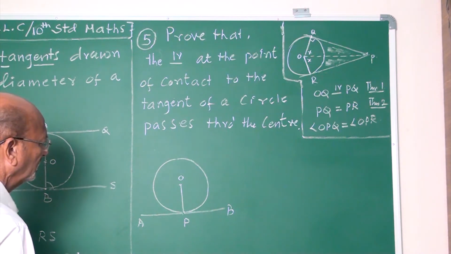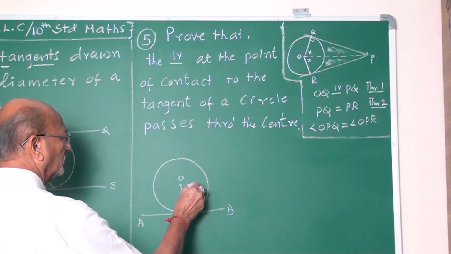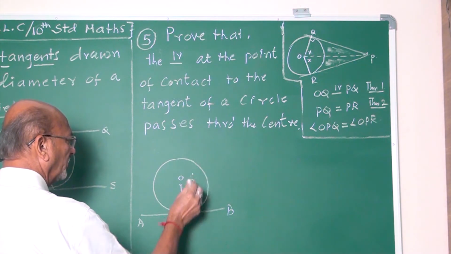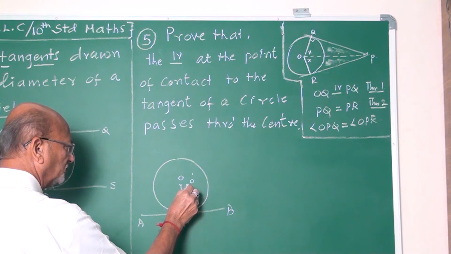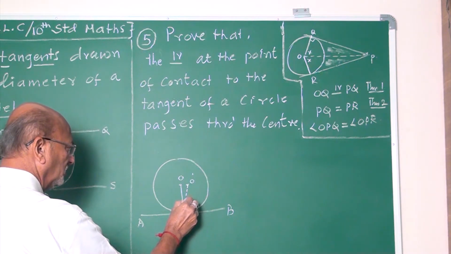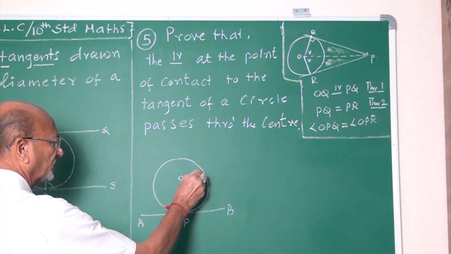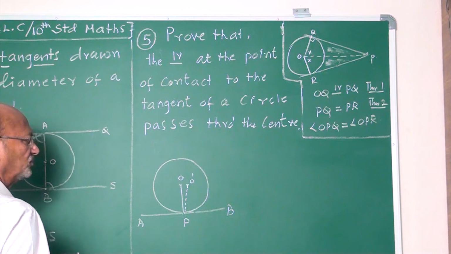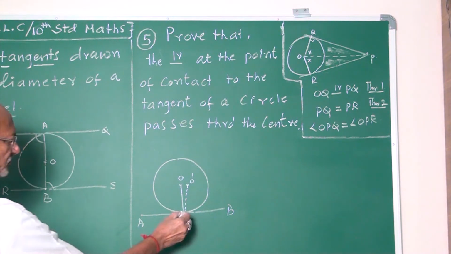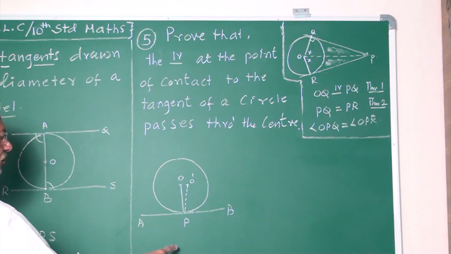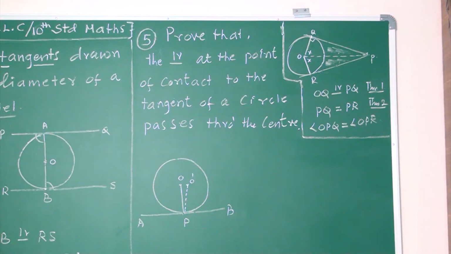Yes, my friends. Assume, if possible, there is another point O dash, where this perpendicular from P passes through O dash. If possible, then you have to show that O and O dash are the same, they coincide. We want to prove it. Yes, my friends.